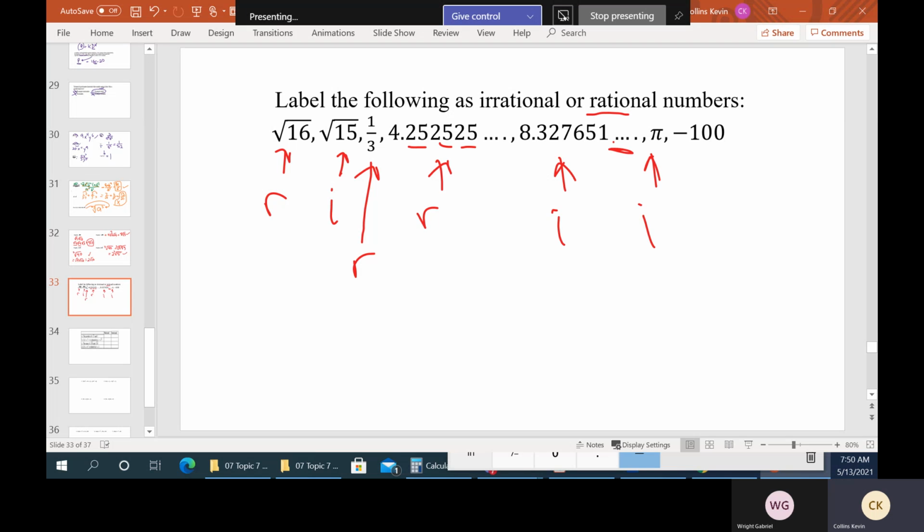Okay, and then the last one, minus 100. It's okay if it's negative because this doesn't have a decimal that doesn't repeat and doesn't stop. There is no decimal, so we're fine, right? So being negative is okay. So a negative number is still a rational number. So it's just a little definition stuff for us there.